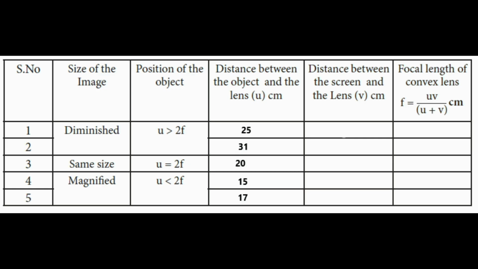In the second set of reading, we have to place the object distance U is equal to 2f. So I am keeping the object at 20 centimeters so that I get an image of the same size of the object. In third set of reading, the object distance should be placed less than 2f so that we get a magnified image. So here I am fixing the object distance as 15 centimeter and 17 centimeter. After fixing this U value, we have to note down the image distance V value. So let us start the experiment.